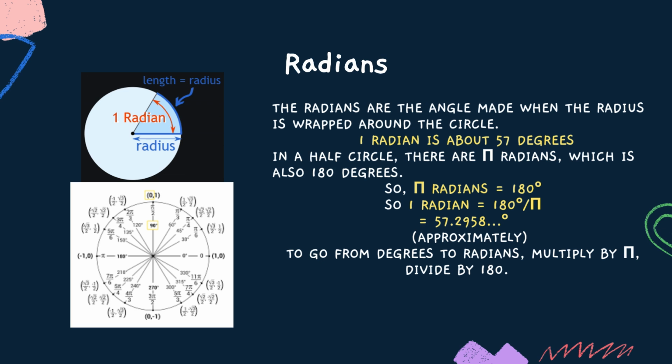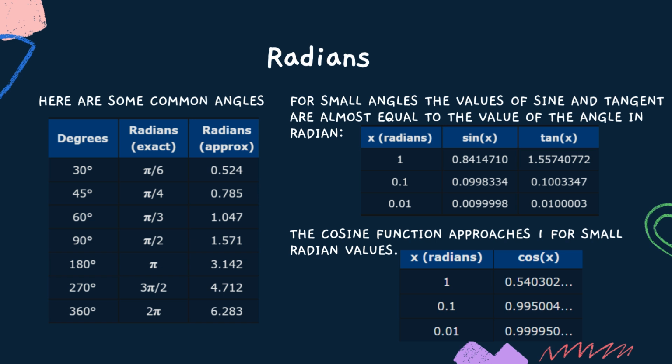The unit circle on the bottom tells us how the unit circle can be divided into radians and where those radians lie on the graph. Here is a table for some common angles in both degrees and radians.